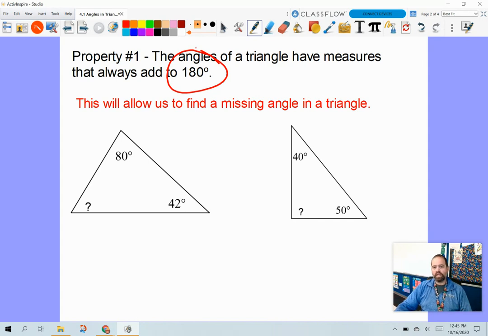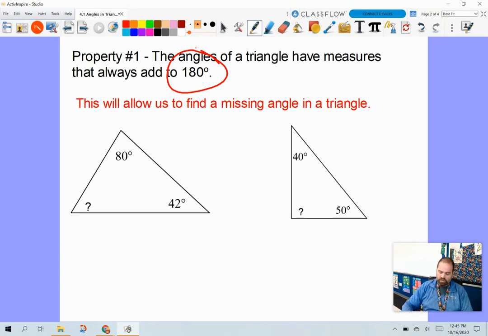So what we're looking at specifically is the sum of the angles. The sum means add. So if I take all three angles and I add them together, it's always going to be 180 degrees. So what I wanted to do for a little bit of problem solving here is I'm going to give you two angles and ask you to find the third. This is going to come down to basically just arithmetic.